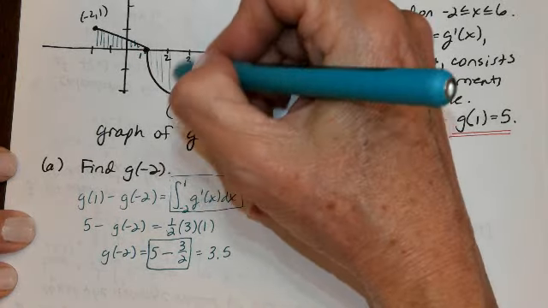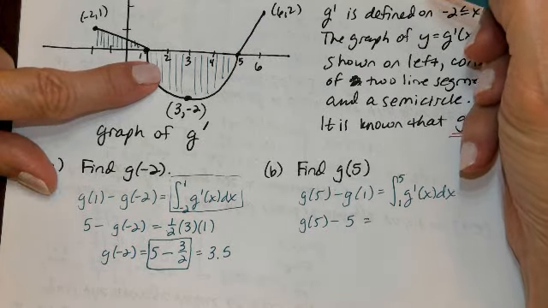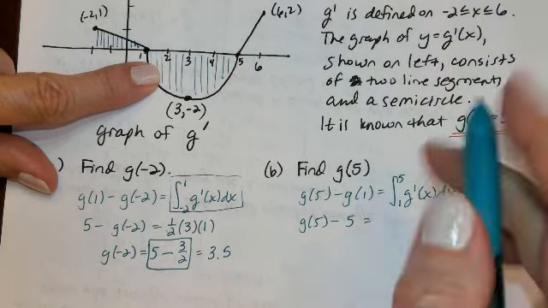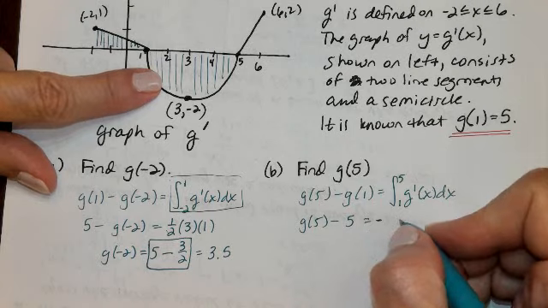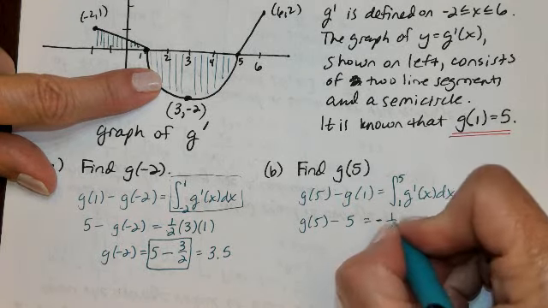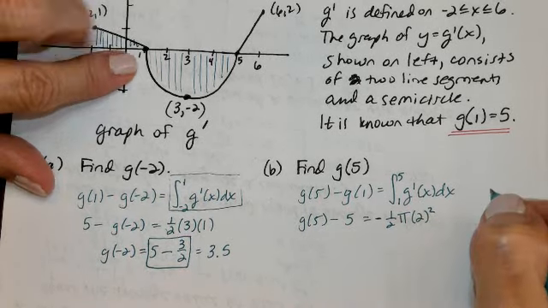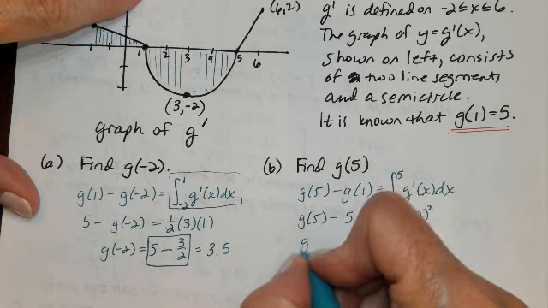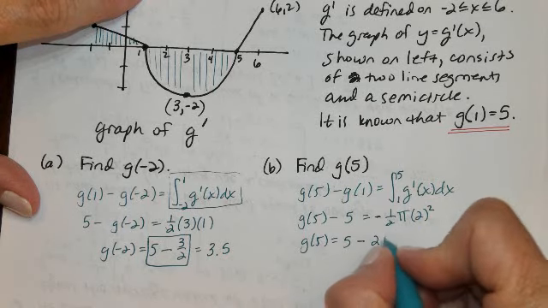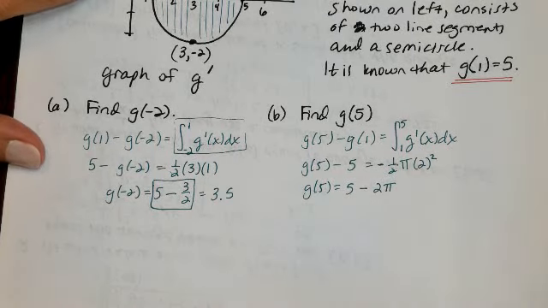That's the area from 1 to 5. So now we have this area, this piece. It is entirely below the x-axis. So the integral will be the negative of this area, right? So this will be a negative, and this is where we had to note this was a semicircle, negative 1/2 pi r squared, where r is 2. Like that. So G of 5 will be 5 minus 2 pi. Okay? Part C.